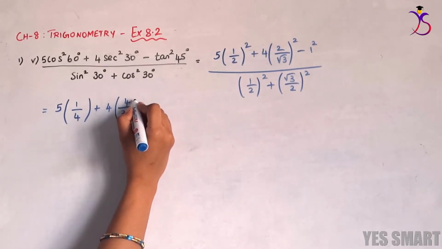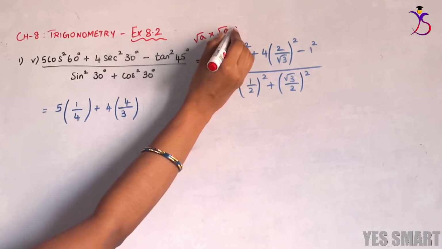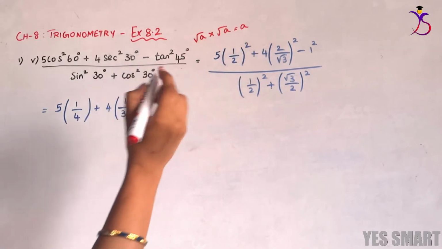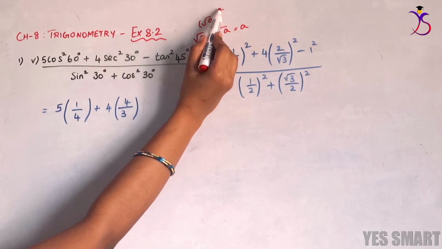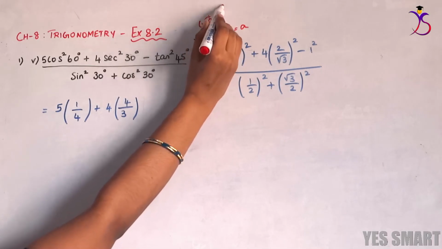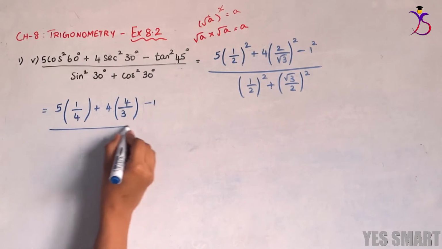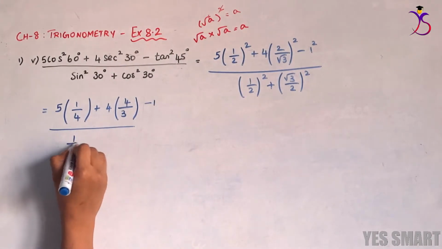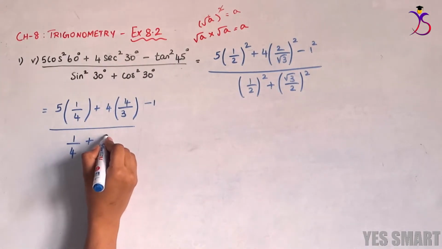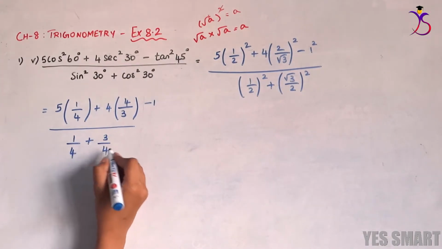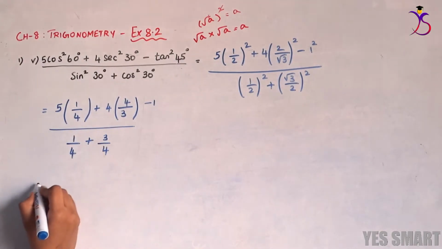We already knew that root a into root a is a. This is because root a the whole square, the square and the square root gets cancelled and we will get a. Therefore root 3 into root 3 is 3, minus 1 square is 1, divided by 1 1s are 1 by 2 2s are 4 plus root 3 into root 3 is 3 by 2 2s are 4. Now I am going to solve this entire fraction.